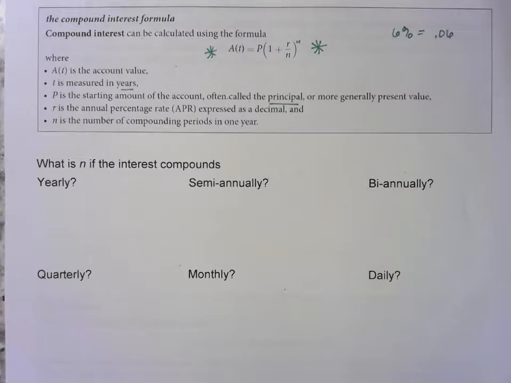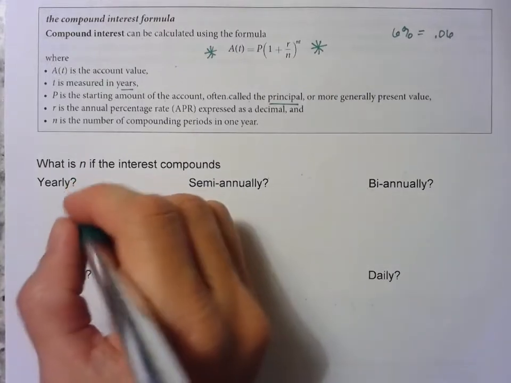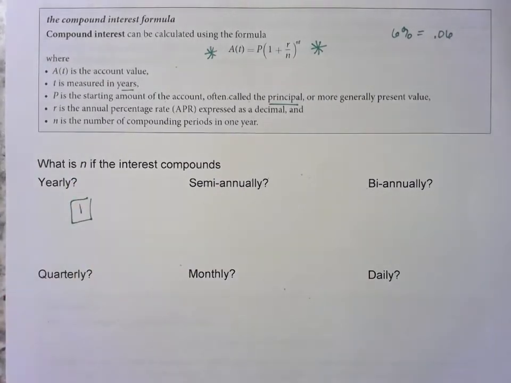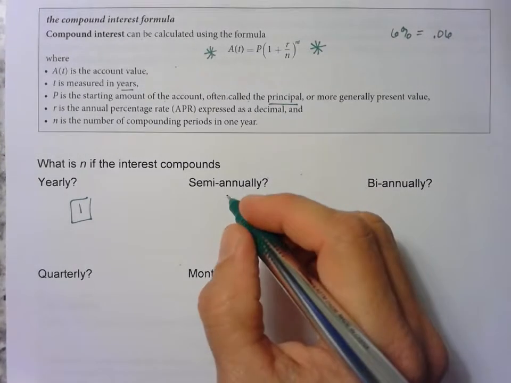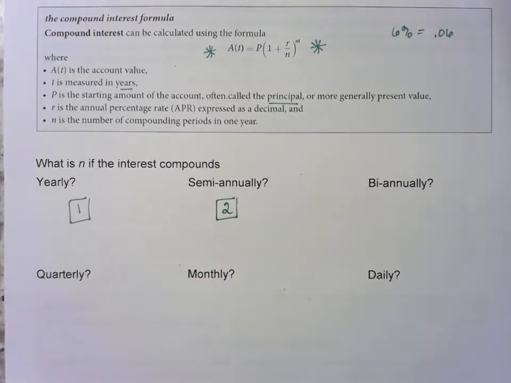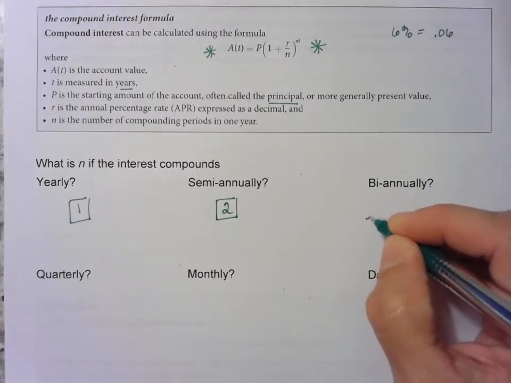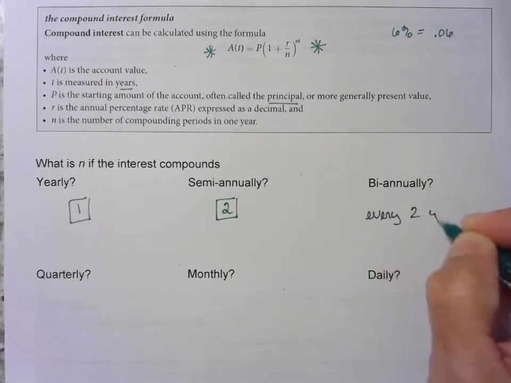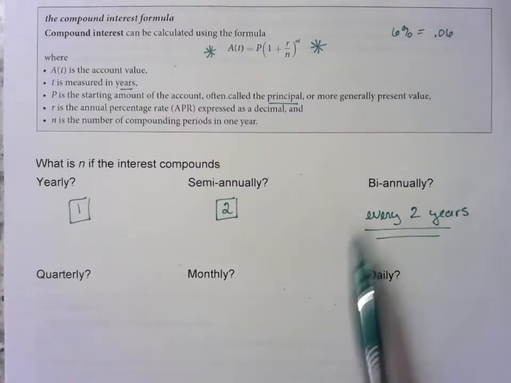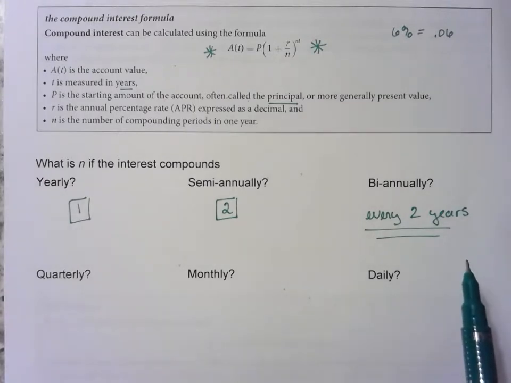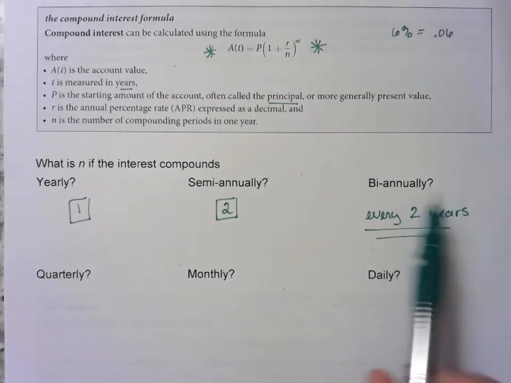If the problem says that the interest is compounded yearly, how many times a year is yearly? That's just one time per year, right? How about semi-annually? Semi-annually means 2 times per year. Okay, so what does biannually mean then? This one actually means every 2 years. So that is a tricky one right there. I'll try not to give you any of those on your test or homework because that's a really tricky one.